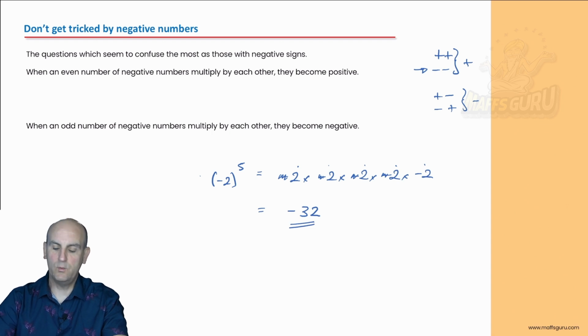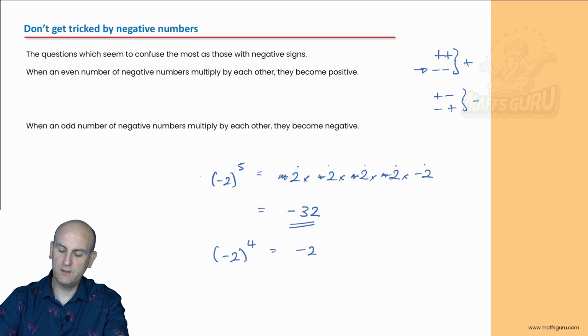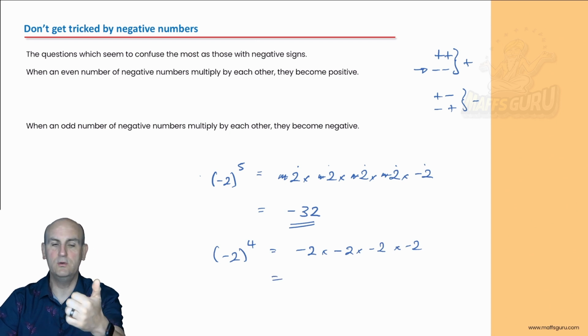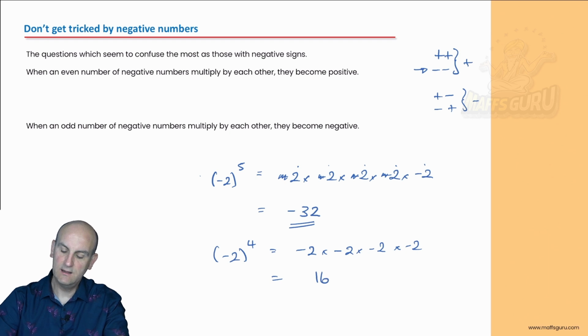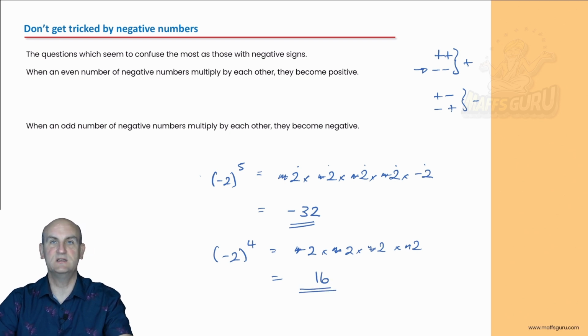Okay, so what about minus 2 to the floaty 4? Well, that would become minus 2 times minus 2 times minus 2 times minus 2, which gives me, well, 2, 4, 8, 16. So that's 16. That minus there and that minus there become a plus. That minus there and that minus there become a plus. And so that becomes plus 16.